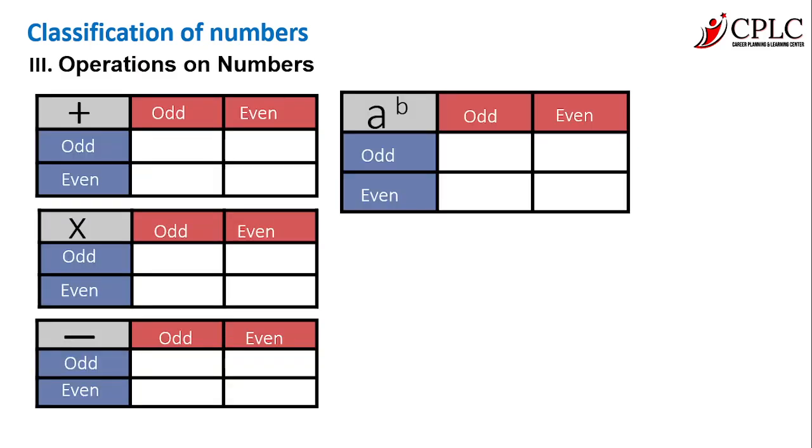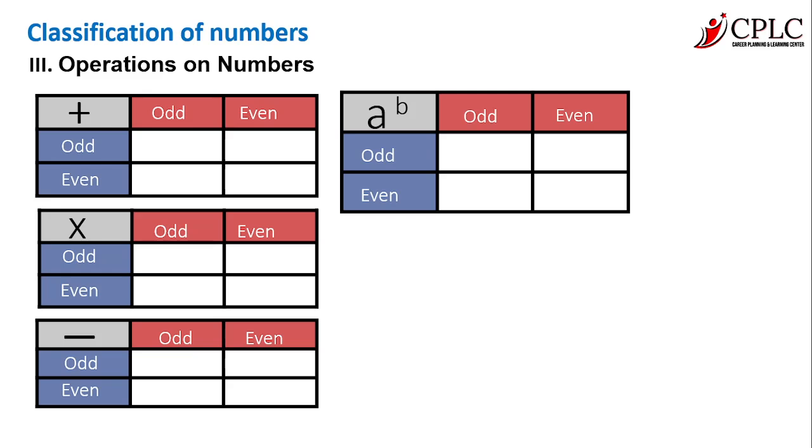Then moving on, there is something called operation on numbers. It's a very simple idea. We have been given two different numbers a and b, for example, and we have to perform four operations on them: addition, multiplication, subtraction, and a raised to b. And we have to find out their nature. The easiest way to do that is to assume some values.